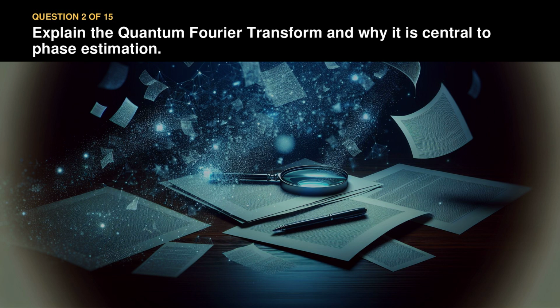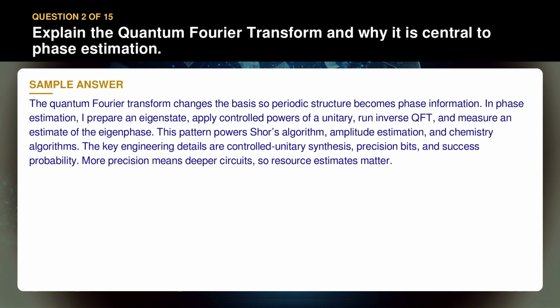Question 2. Explain the Quantum Fourier Transform and why it is central to phase estimation. The Quantum Fourier Transform changes the basis so periodic structure becomes phase information. In phase estimation, I prepare an eigenstate, apply controlled powers of a unitary, run inverse QFT, and measure an estimate of the eigenphase. This pattern powers Shor's algorithm, amplitude estimation, and chemistry algorithms. The key engineering details are controlled unitary synthesis, precision bits, and success probability. More precision means deeper circuits, so resource estimates matter.